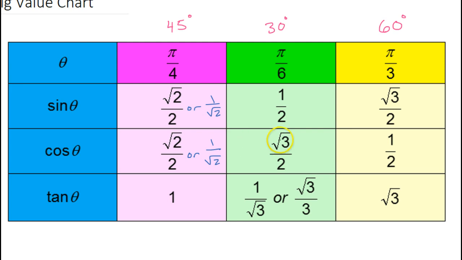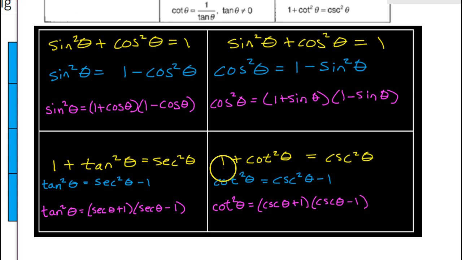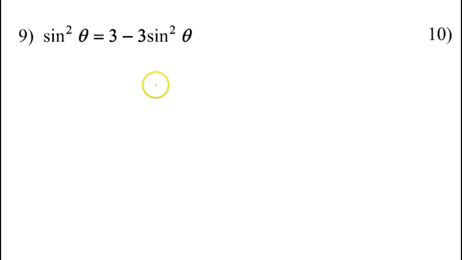This is one of them. You need to know all of these trig facts. So if you haven't memorized this chart yet, copy it down and memorize it. Same goes for this table of trig identities. You should be able to reproduce this chart within 1 minute. Alright, I'm going to assume that you can do that. Please don't let me down.